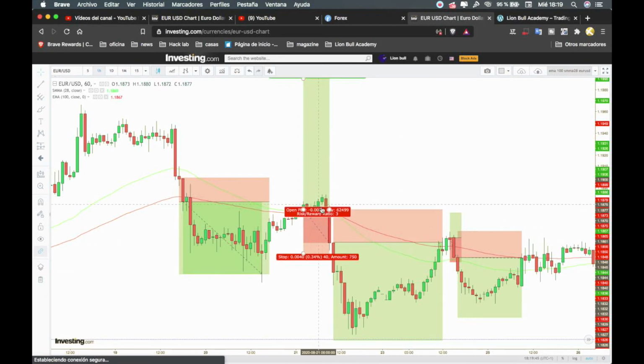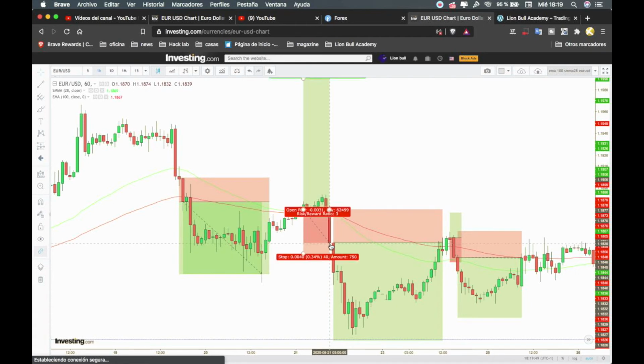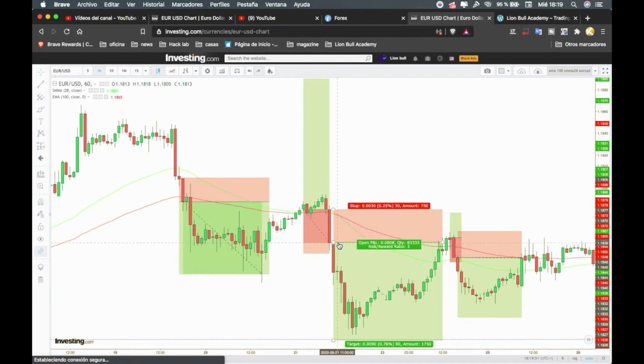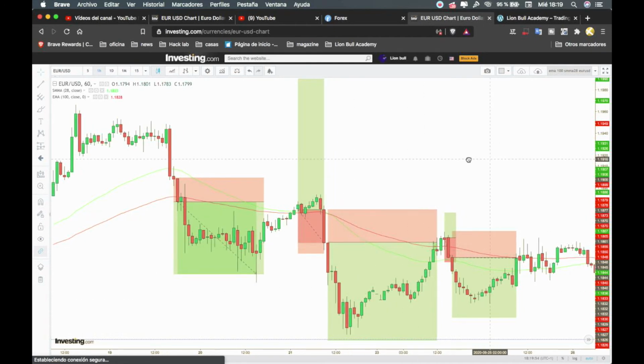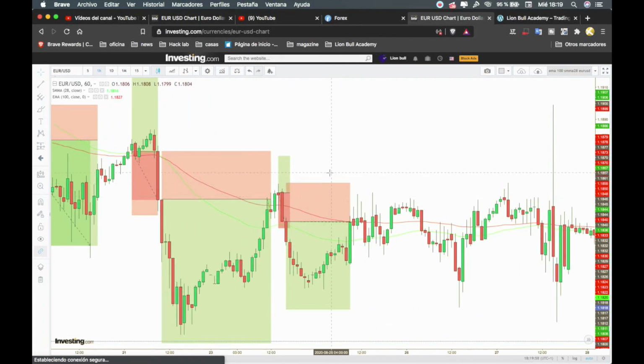This was a buy. It went wrong. Here we put a sell. You can see the price closed below the red one. We put one more time a sell. We close around here.